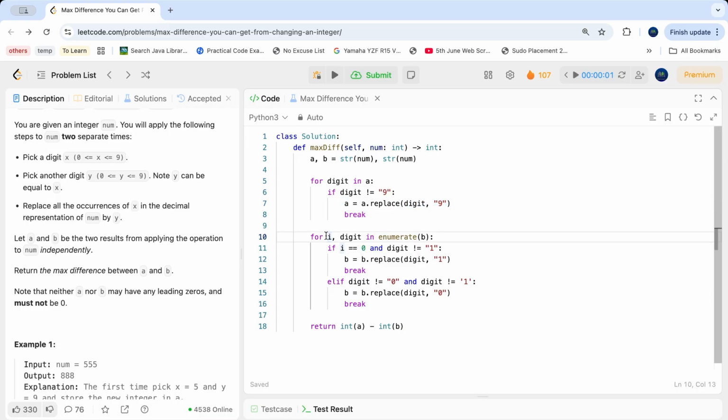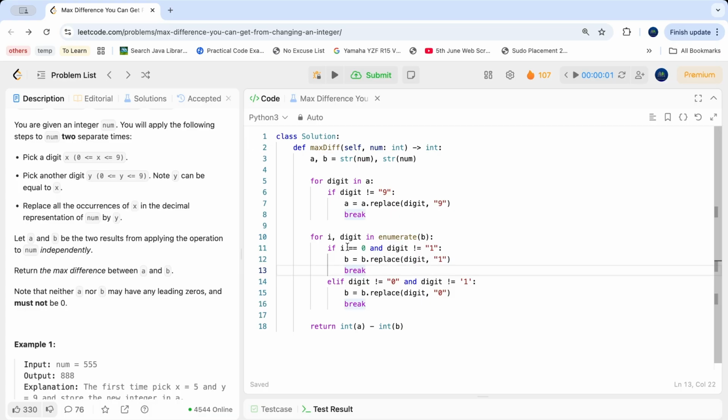Now to get the value of b, we will say for i comma digit in enumerate the value of b. When you do the enumeration, you will get the index as well as the digit. And what we need to do is we need to replace our most significant digit, that is the first digit, with 1. If the value of i is equal to 0, that is we are at index number 0 and the digit is not 1. The digit should not be 1. If it is already 1, then we don't need to replace, right? So we will say b is equal to b dot replace my current digit with 1 and break.